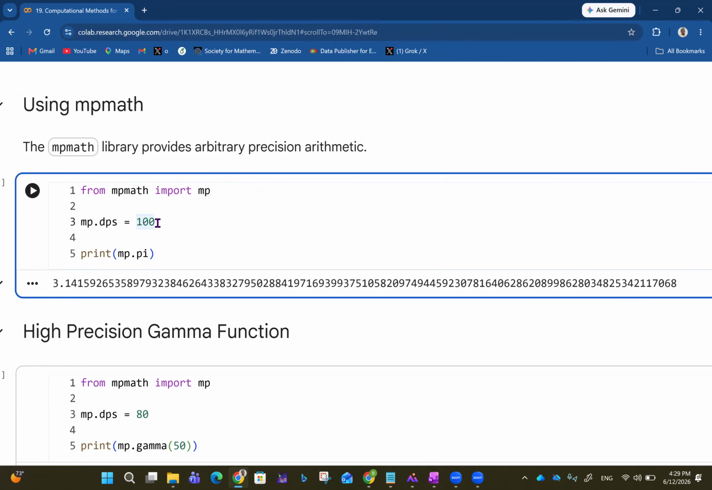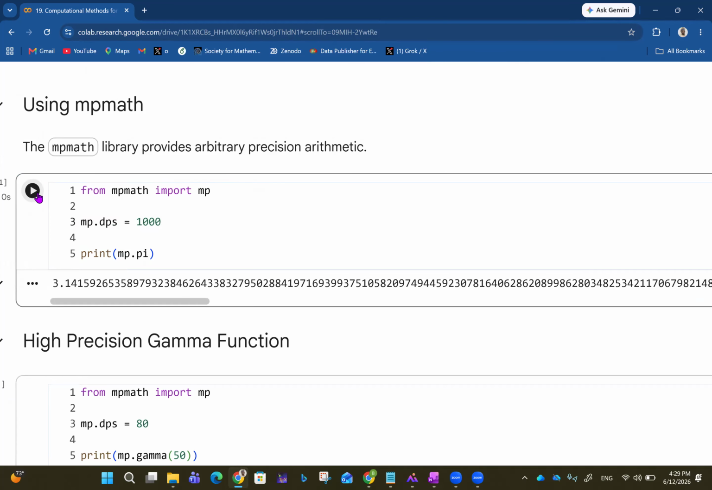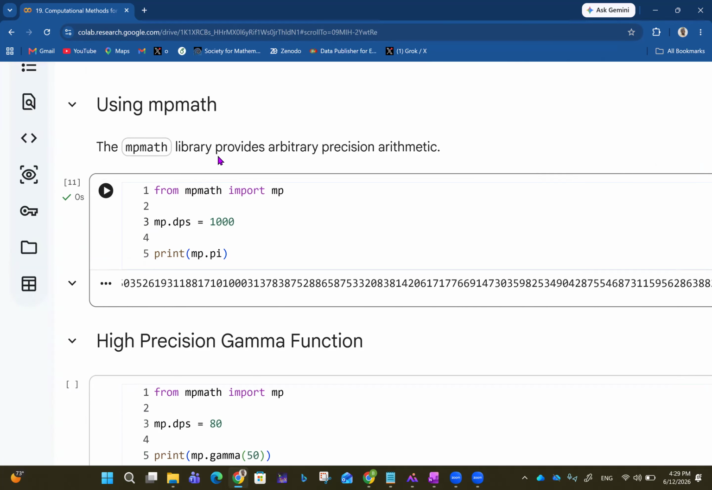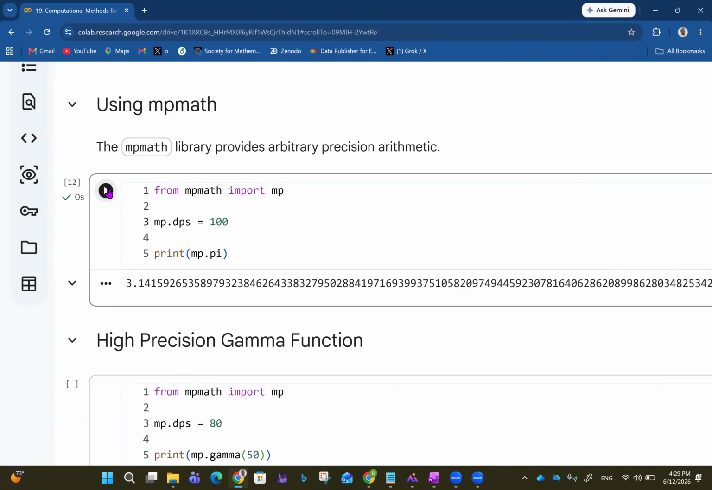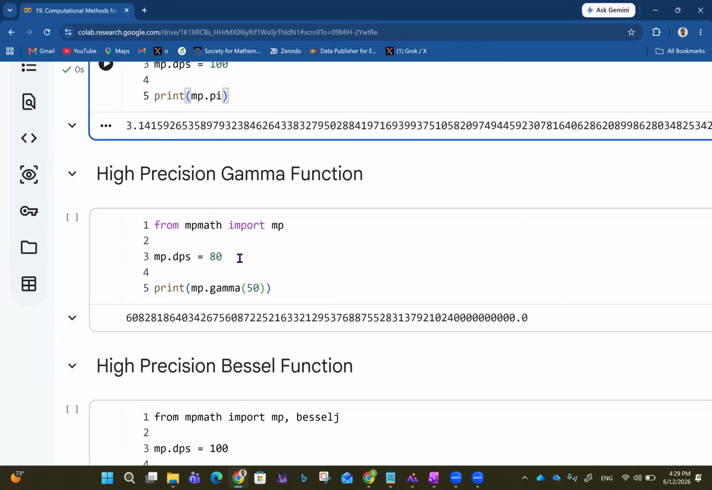So if I want it to be 1000, of course, that's going to be long, way longer than this. It just keeps going like that. So that's the deal here. If you want things like that, you can work with it. All right. So then we have high precision.